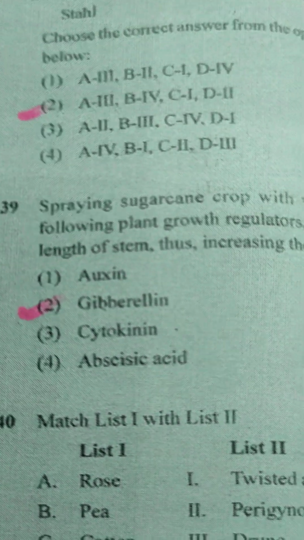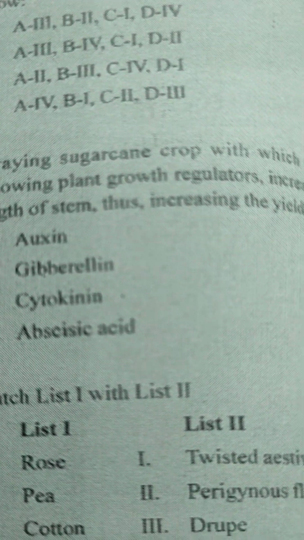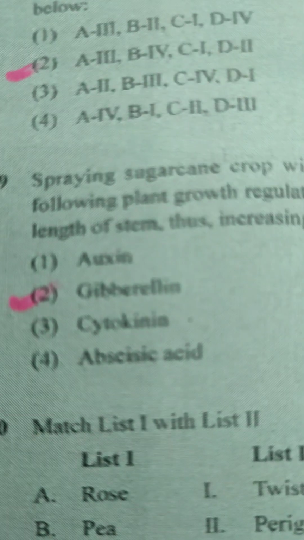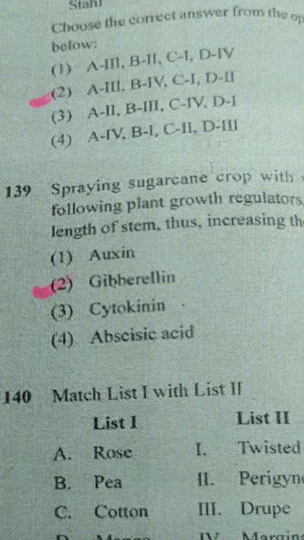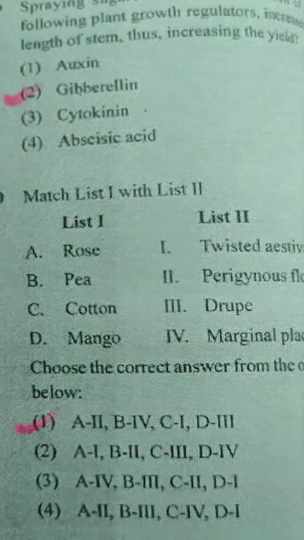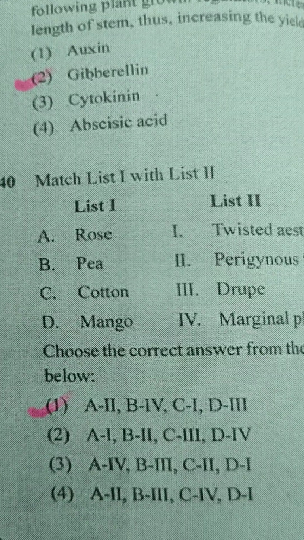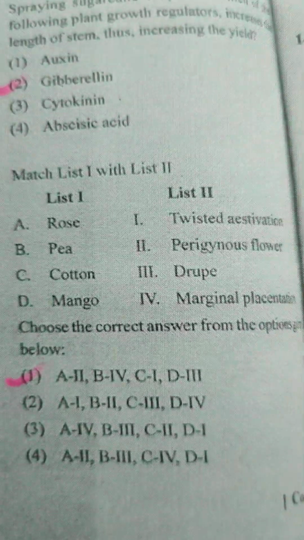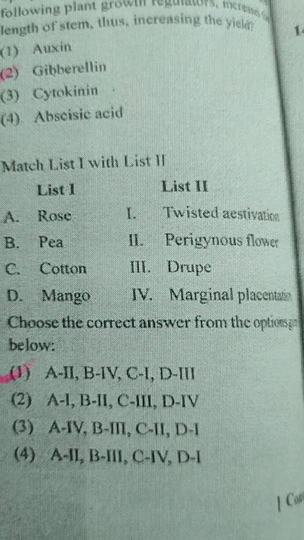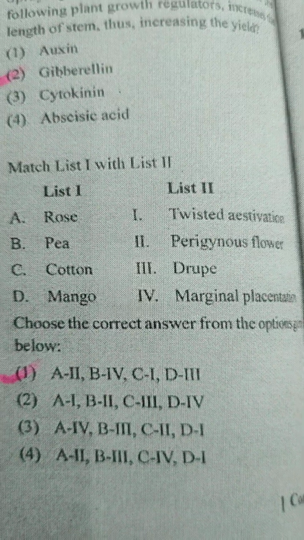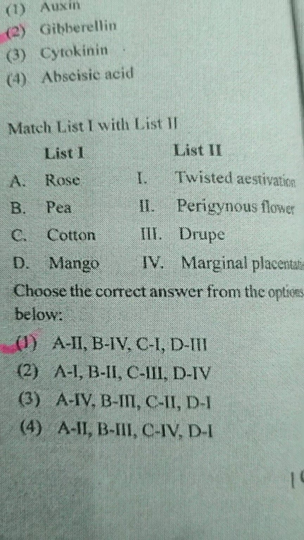Question number 139. Spraying sugarcane crop with which of the following plant growth regulators increases the length of the stem, thus increasing the yield? Correct answer is 2, gibberellin. Match list 1 with list 2. List 1: A. Rose, B. Pea, C. Cotton, D. Mango. List 2: 1. Twisted aestivation, 2. Perigynous flower, 3. Drupe, 4. Marginal placentation. Correct answer is 1: A2, B4, C1, D3.